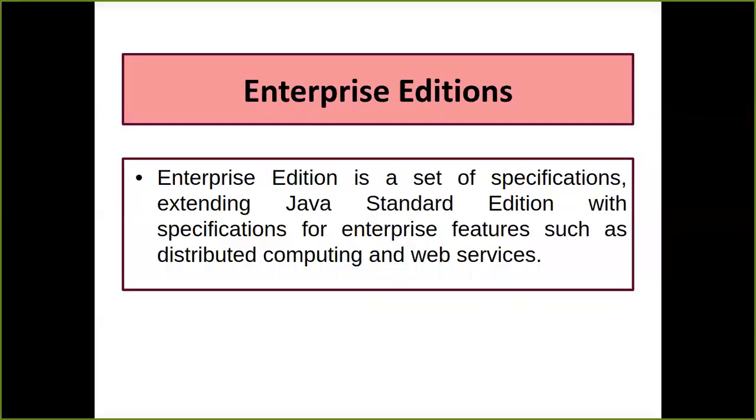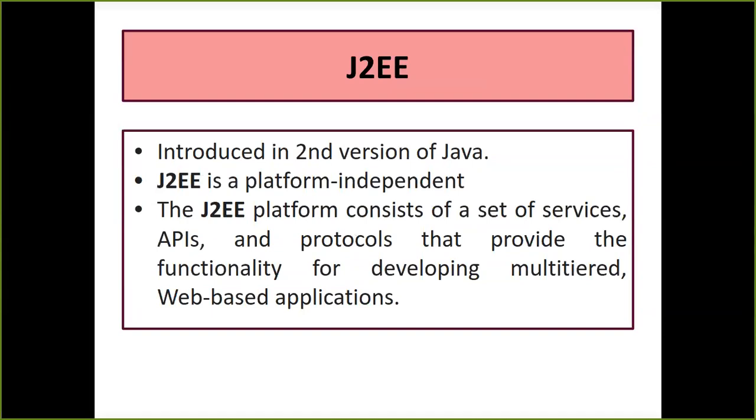Also, we went to the enterprise edition. What do you mean by the enterprise edition? It is nothing but the extension of your standard edition with some new features and specifications particular to this edition, such as distributed computing and web services. Now, when we talk about J2EE, what is that known as?